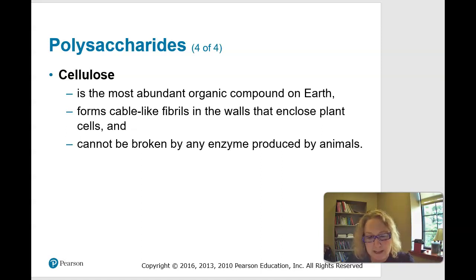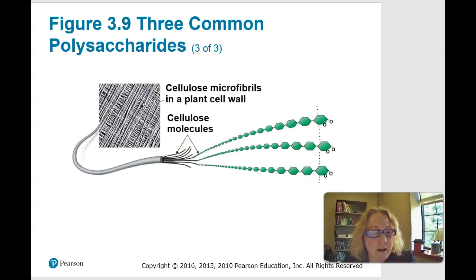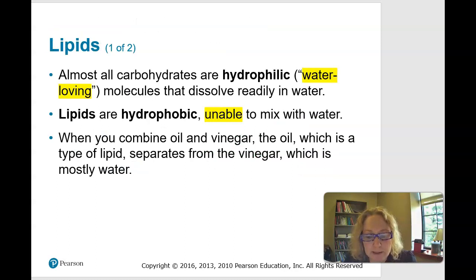That's why you don't really break that down. That's the fiber in your diet. It helps keep things moving in your digestive system, but you don't actually break it down. Again, cellulose, it's just the plant cell wall, and it looks, again, like a polysaccharide, a polymer made up of many monosaccharides.